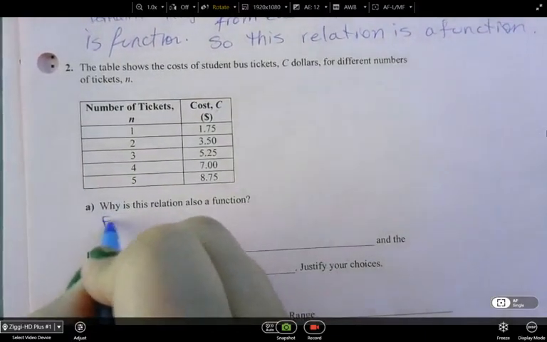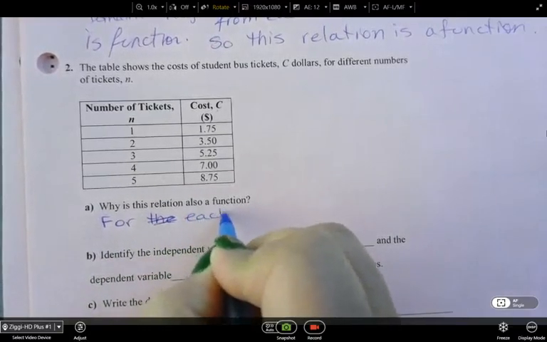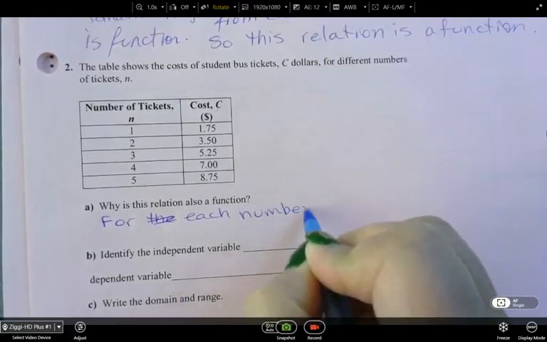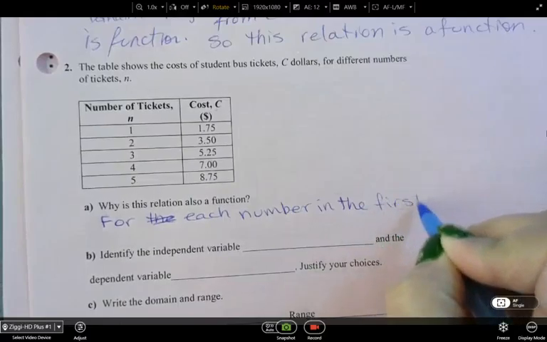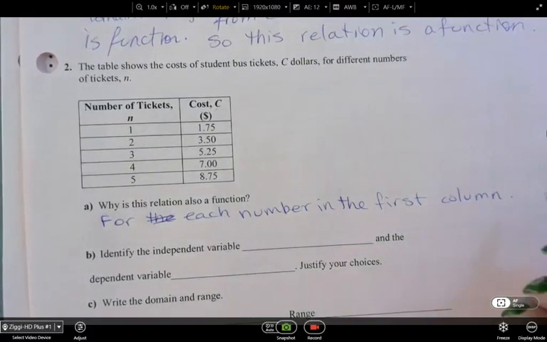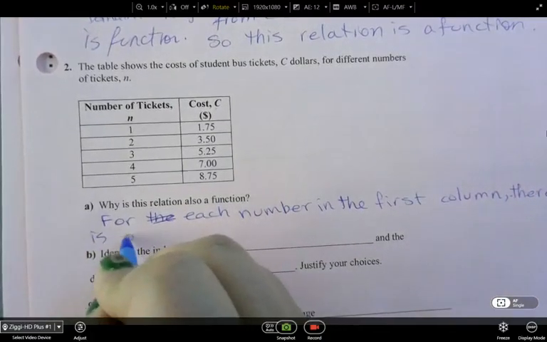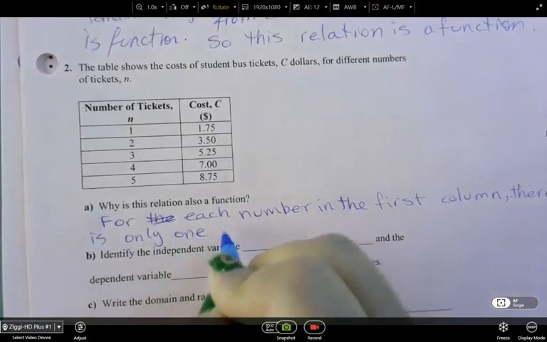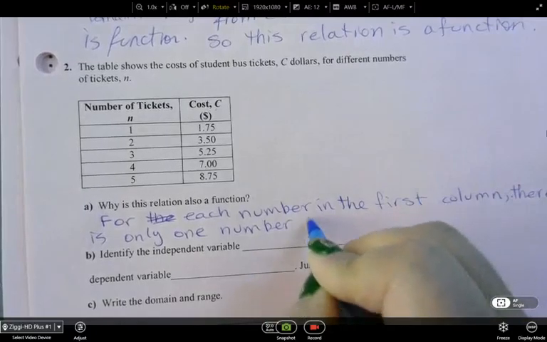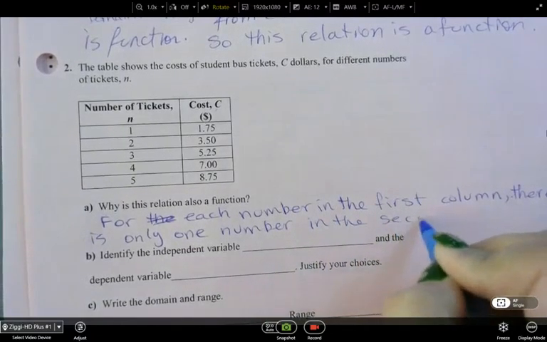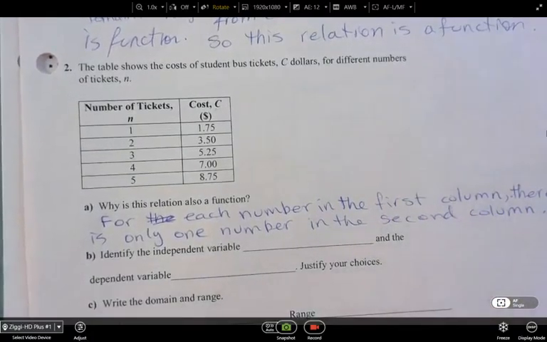So what can you tell me about the number in the first column? So for each number in the first column, what can you tell me? There is only one number in the second column, right?